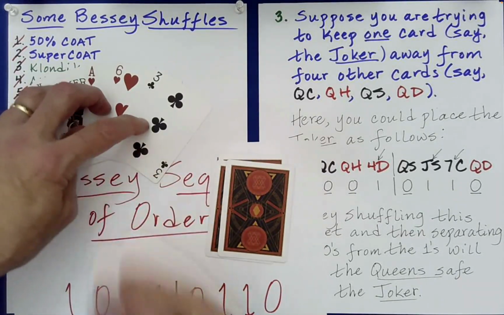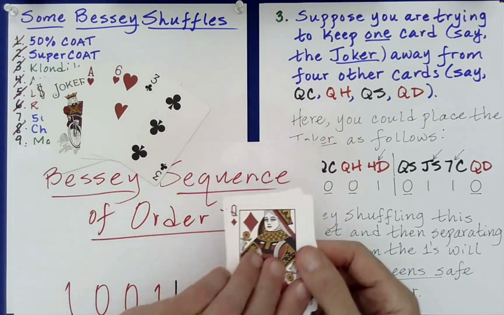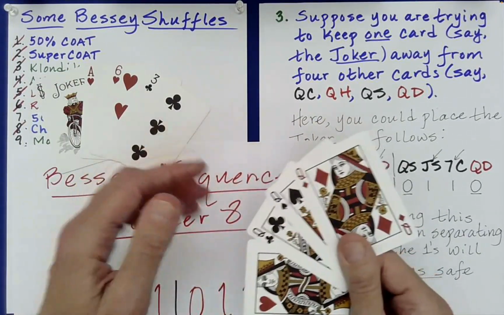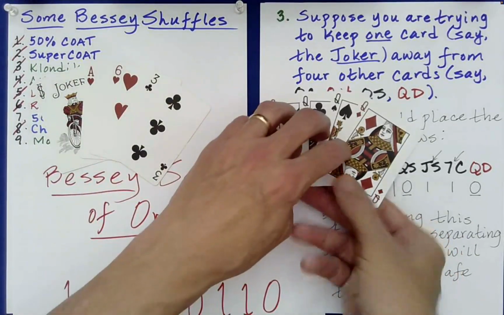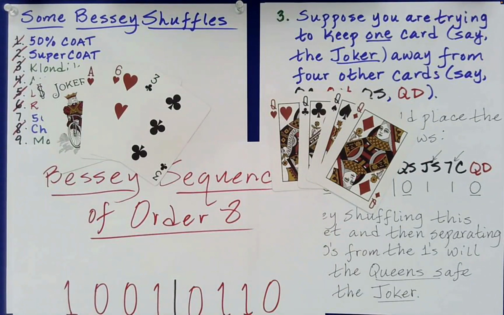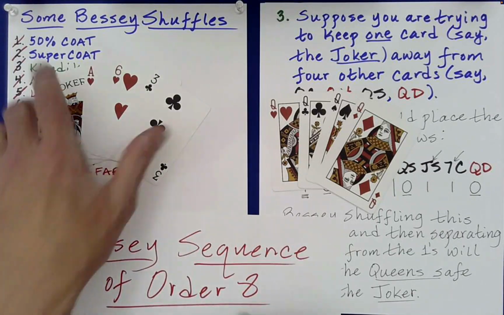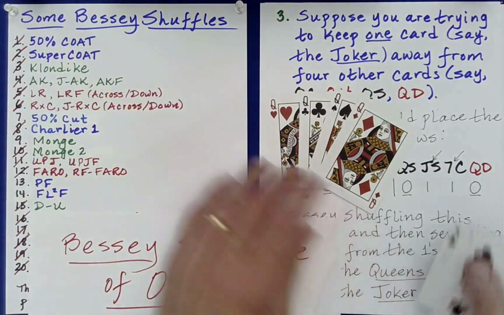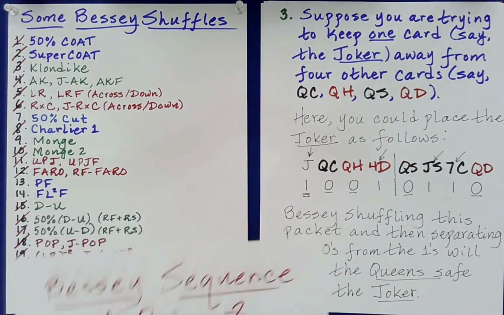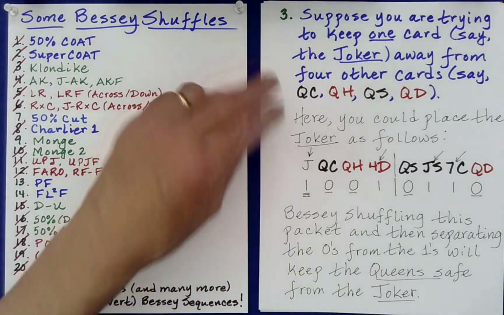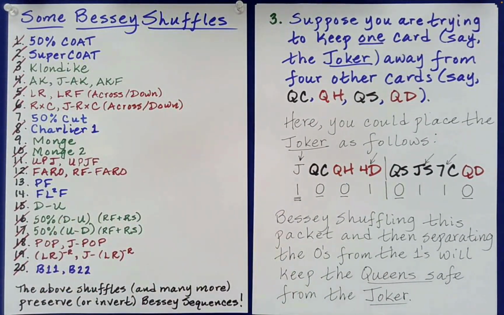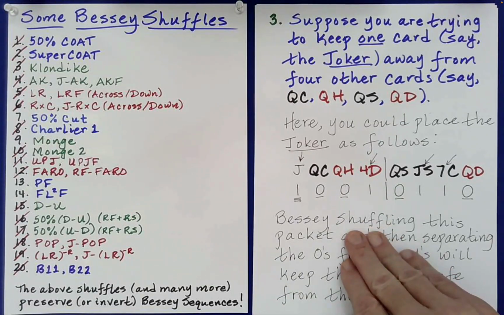Oh, that's a good sign right there. Look at the joker. There's that joker. And here are the 4 queens, safely separated from that joker. Okay, wow. Well, we accomplished what we hoped to there, despite all of this randomization and these free choices that are being made by the spectator.